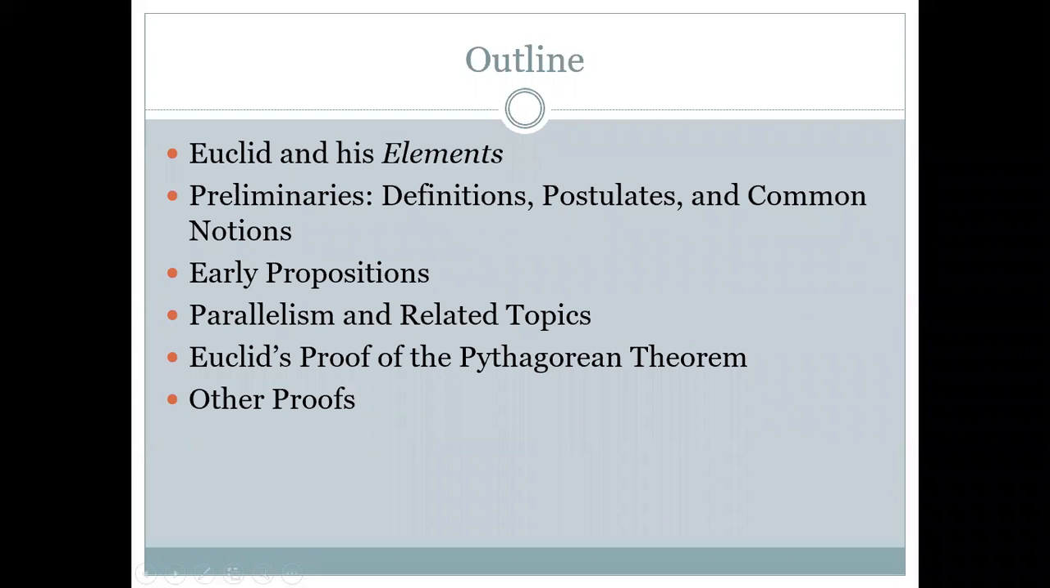A little bit of background about Euclid and the Pythagorean theorem. So, we mentioned Hippocrates last time. Euclid came after Hippocrates by about 100 years. And Hippocrates, remember, wrote an early version of the Elements, which was basically a systematic organization of geometric ideas.